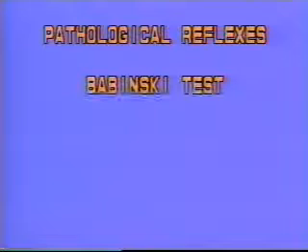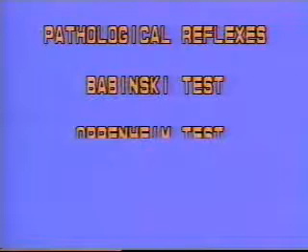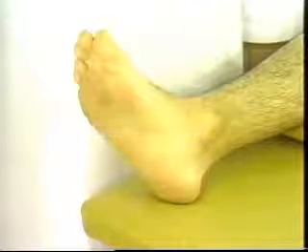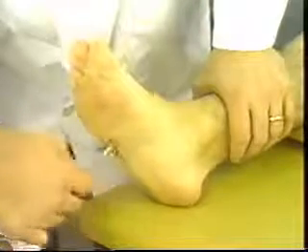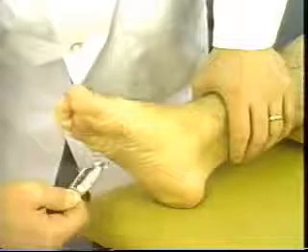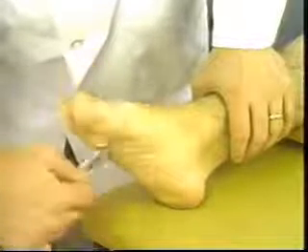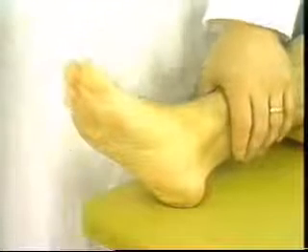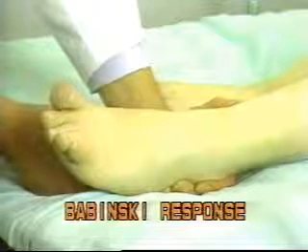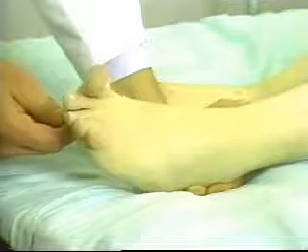Pathological reflexes. Babinski test, Oppenheim test. Babinski test. Stroke the plantar surface of the foot along the lateral border and across the forefoot with a pointed instrument. In the normal patient, the toes plantar flex, but in the positive test suggesting the presence of a pathological reflex, the big toe will extend and the lesser toes may splay and plantar flex.